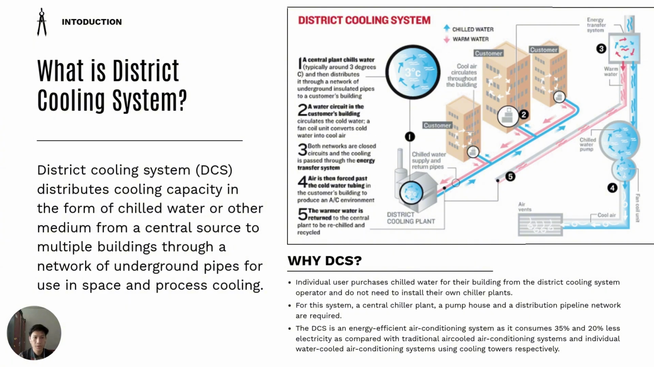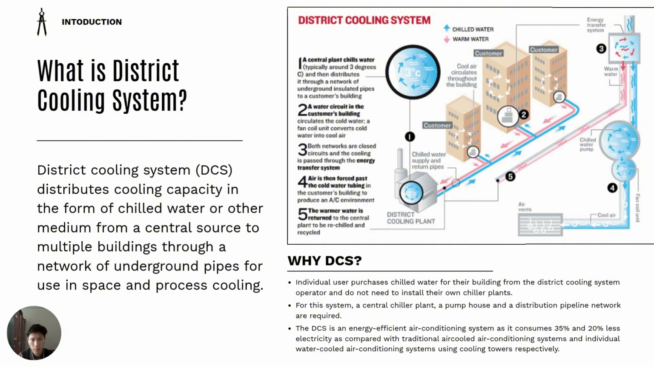Alright, what is a district cooling system? The DCS distributes cooling capacity in the form of chilled water or another medium from a central source to multiple buildings through a network of underground pipes for use in space and process cooling.